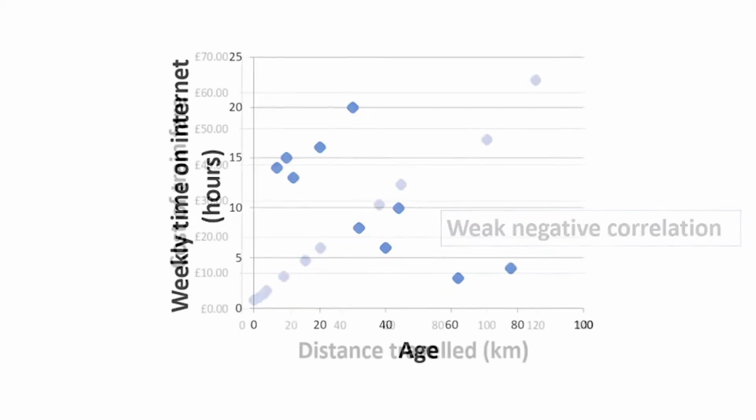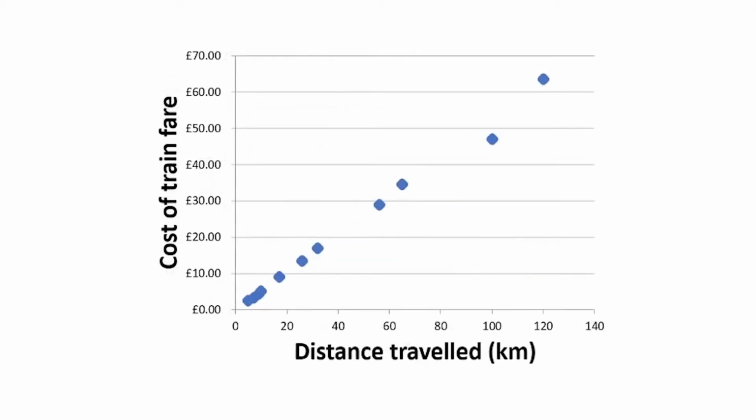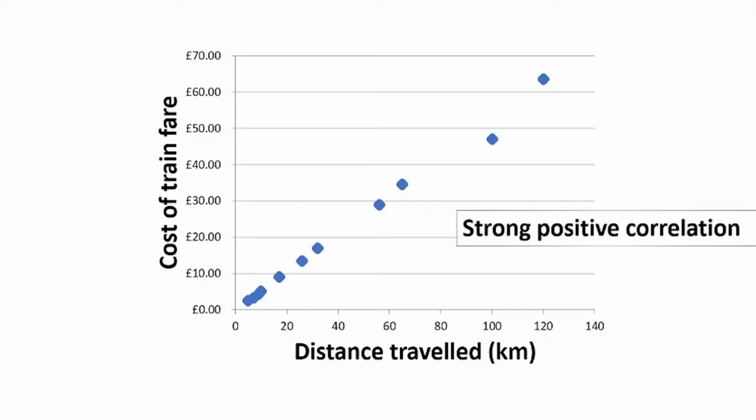The distance traveled in kilometers and the cost of the train fare. Now this is definitely positive, but I can see that these very closely follow a straight line. They almost seem to be in order, apart from maybe 1 or 2 points. This is strong positive correlation.